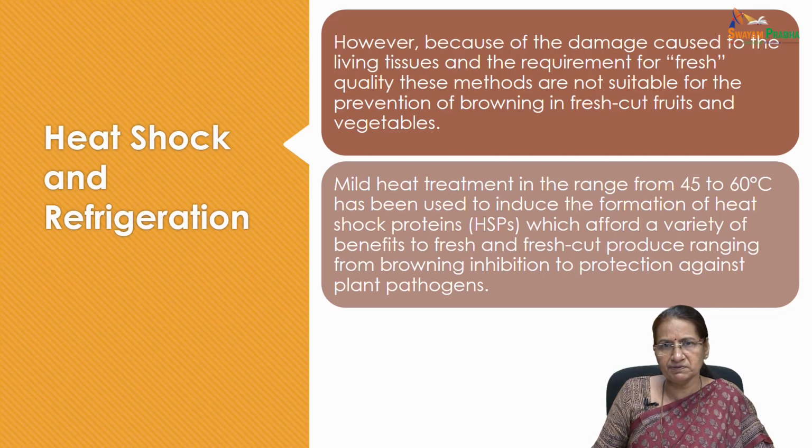Mild heat treatments in the range of 45 to 60 degrees centigrade have been used to induce the formation of heat shock proteins, that is HSPs, which afford a variety of benefits to fresh and fresh cut produce, ranging from browning inhibition to protection against plant pathogens.